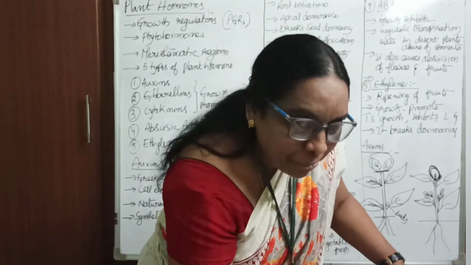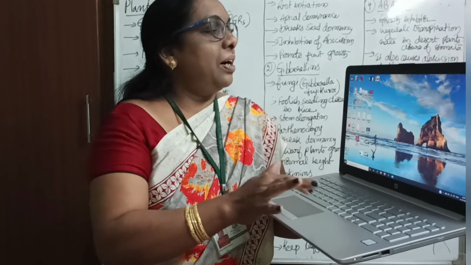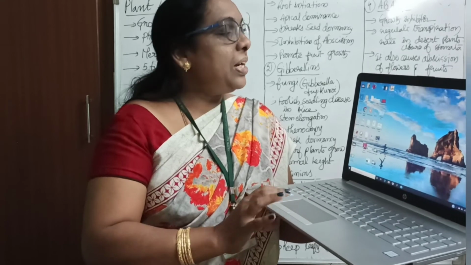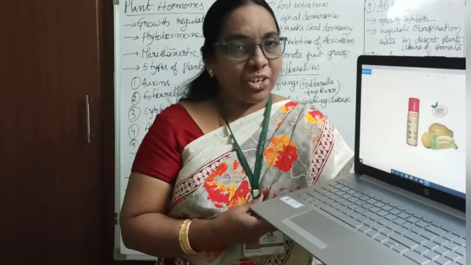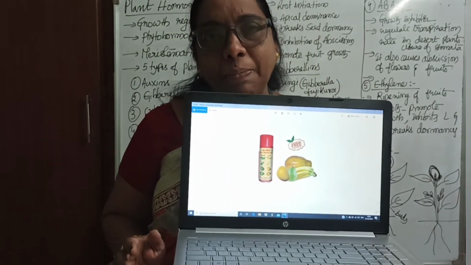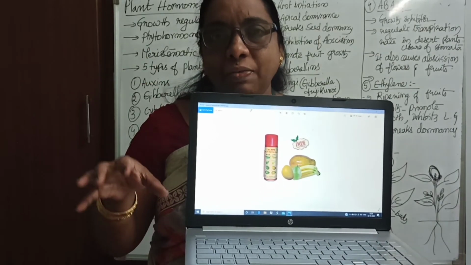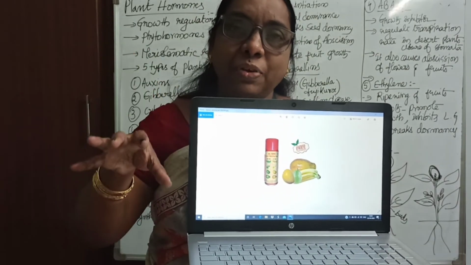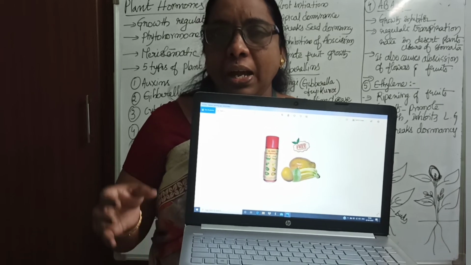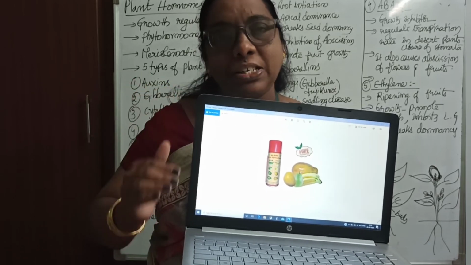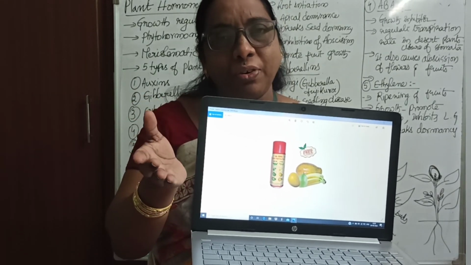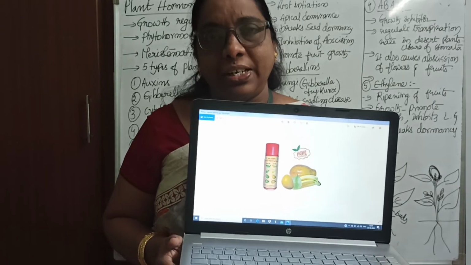But nowadays people are using this particular ethylene chemical for early ripening of the fruits. Usually in our garden, when the banana bunch is ready, we used to cut it, keep it in a gunny sack and tie it, and wait for the bananas to ripen. But nowadays they cut the unripened banana bunch and just spray this chemical. When they spray this chemical, the undeveloped fruit turns yellow without the taste.